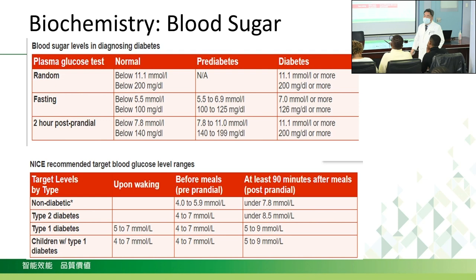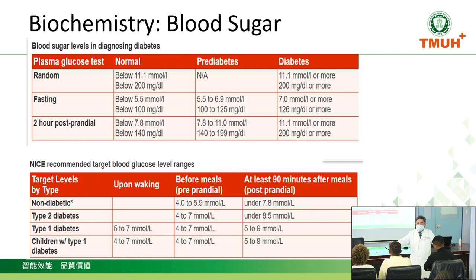So you must know 2 hours postprandial. Usually we will check 2 hours postprandial. In normal people, the glucose usually will come back to the normal range after 2 hours. So now your glucose level should be in the normal range, and 2 hours later you may have hypoglycemia. Below 7.8 mmol is normal. Below 140 in Taiwan, we remember 140. Here you must remember 7.8, 2 hours postprandial. Pre-diabetic is 7 to 11.